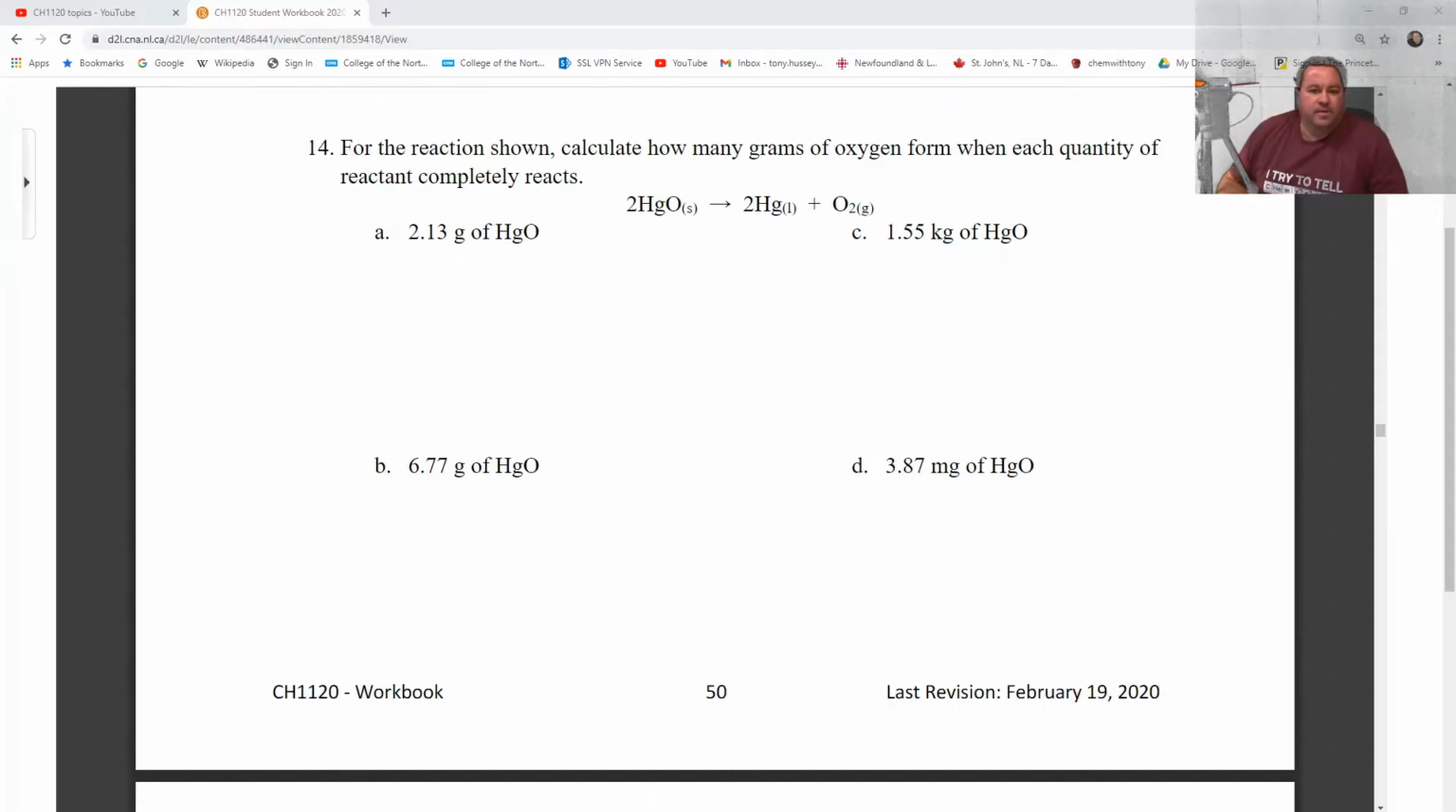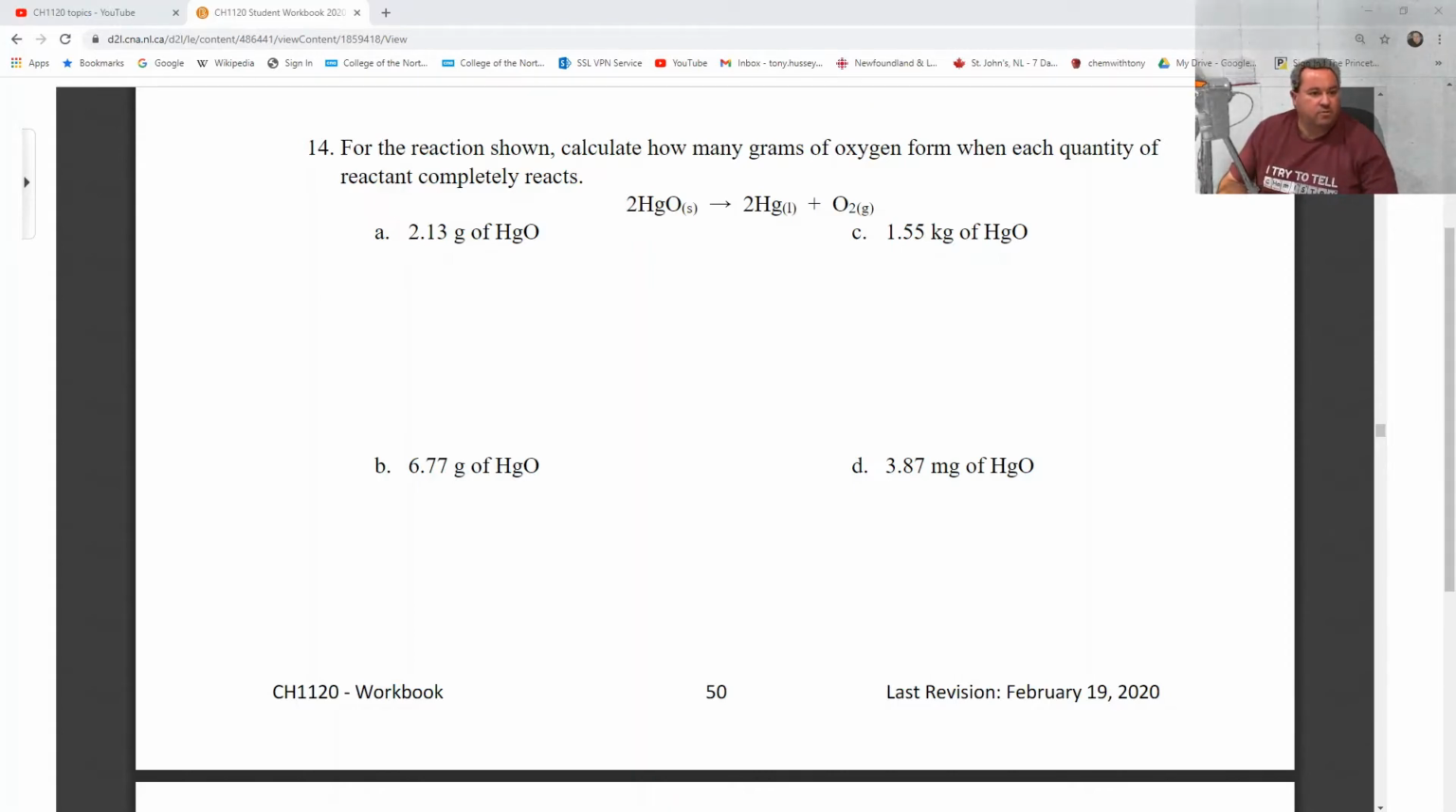Hi, this is an ordinary three-part stoichiometry problem where we're given the mass of one reactant, told that it reacts completely, and asked to predict the mass of a product. So this is question 14 from your workbook, and it's 14D. So here I've written out the equation for you.